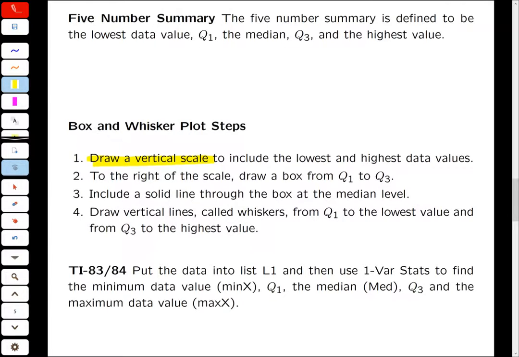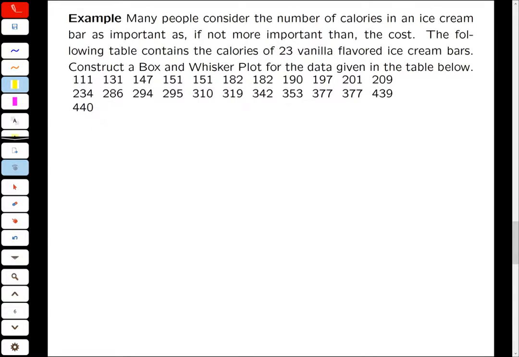On your TI-83 calculators, your minimum value is called min-x, your maximum value is called max-x. Q1, median, and Q3 are specified on that as well. Let me show you an example. I'm going to do this one by hand, and then we'll look at it on the calculator so you get to see it twice.